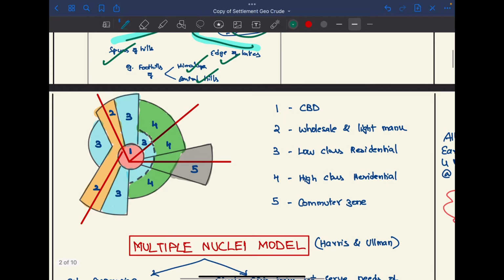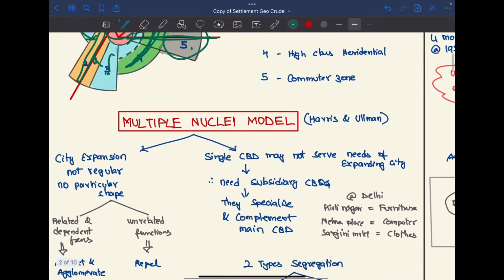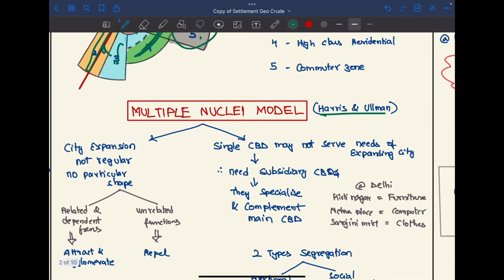So here we can see this is the CBD and it is not perfectly concentric, it is disrupted. This is the wholesale and light manufacturing. Always the lower class and working class live nearby the working places, so they live here. And the high class people move far away because they want big houses and they don't want any crowding. There will be a commuter zone because rent will be very low here, and because of the development of modern transport systems.